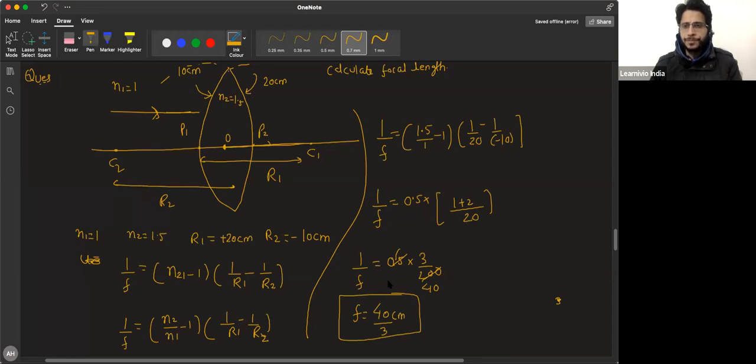Is it clear? Yes, sir. Okay, so that was about... no, Fatma, it's 40 by 3. 40 by 3 is the answer. So it's coming out to be positive. That means the given lens is converging.